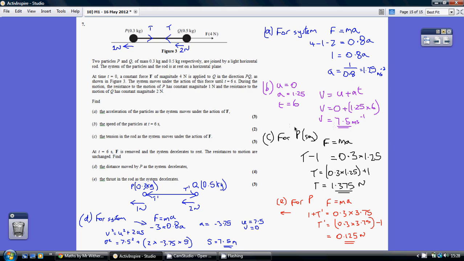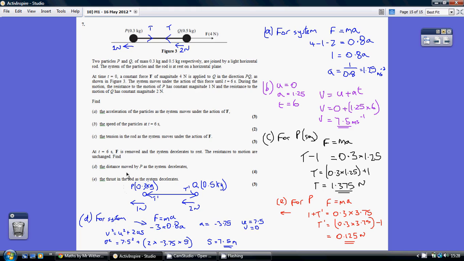Now for part C, to work out the tension in the rod, we could either do it for P or for Q. I'm going to do it for P. So again, using Newton's second, our net force is T less 1, equaling the mass times the acceleration. The mass is 0.3, and we know the acceleration to be 1.25. For this one, I've considered positive to be left to right.